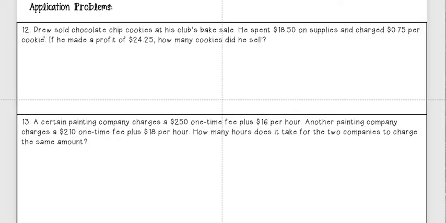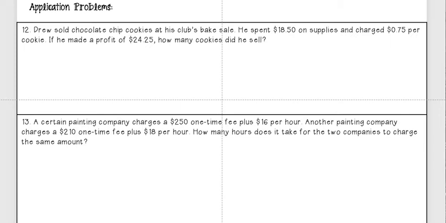So for this one, it says that Drew sold chocolate chip cookies at his club's bake sale. He spent $18.50 on supplies and charged 75 cents per cookie. If he made a profit of $24.25, how many cookies did he sell?